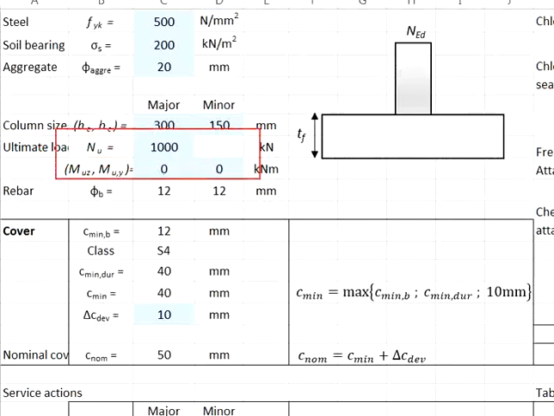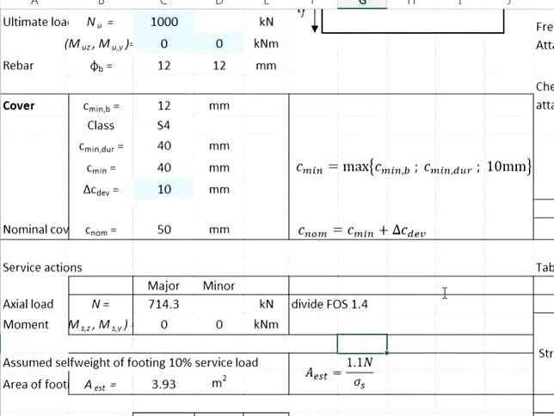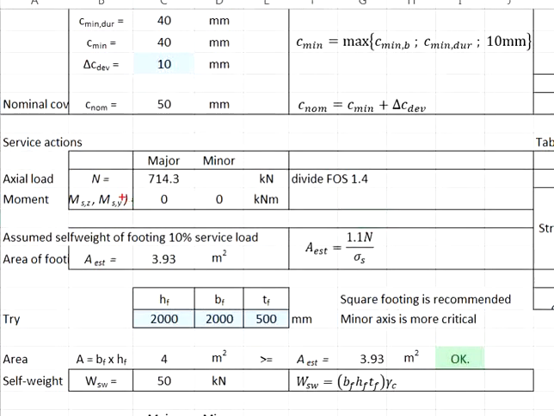With a given ultimate load, we will need to convert the ultimate load into the service load by dividing with the factor of safety of 1.4. Assuming that there is an additional 10% loads due to the self-weight of the pad footing, we estimate the required contact surface area of the pad footing. And then we try and error and decide the size of the pad footing so that the actual contact surface area will be greater than what is required.